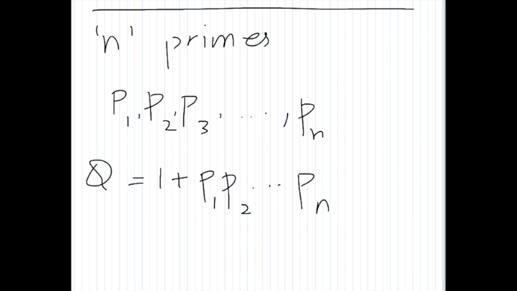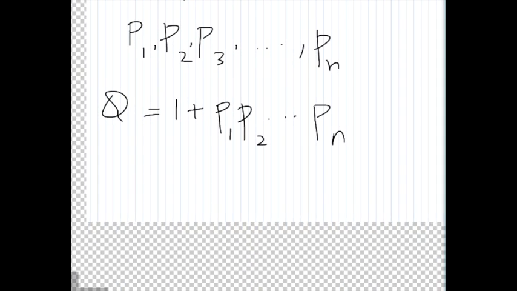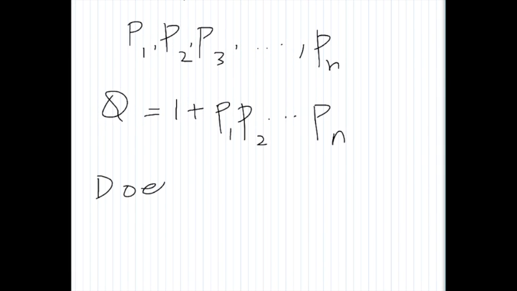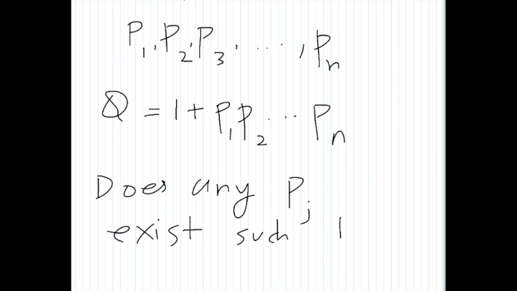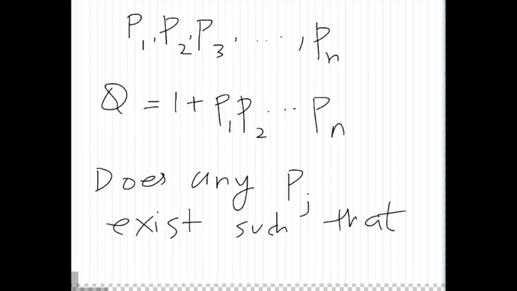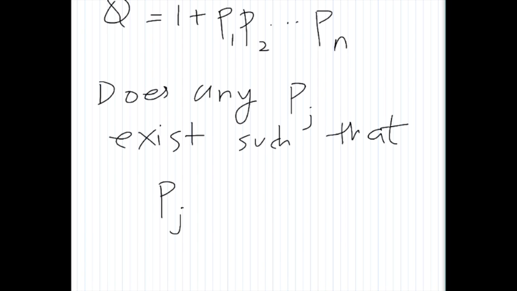Now the question is whether any of these p1, p2, up to pn, any of these pj, for example, where j belongs to 1 to n, does any pj exist such that pj divides q? So what do you think?